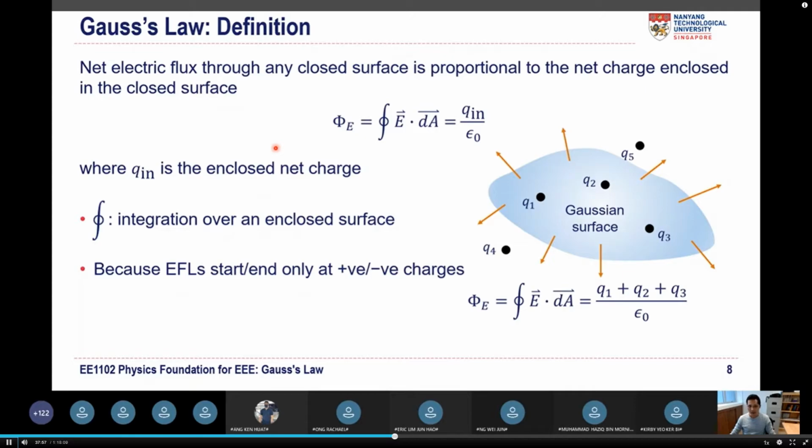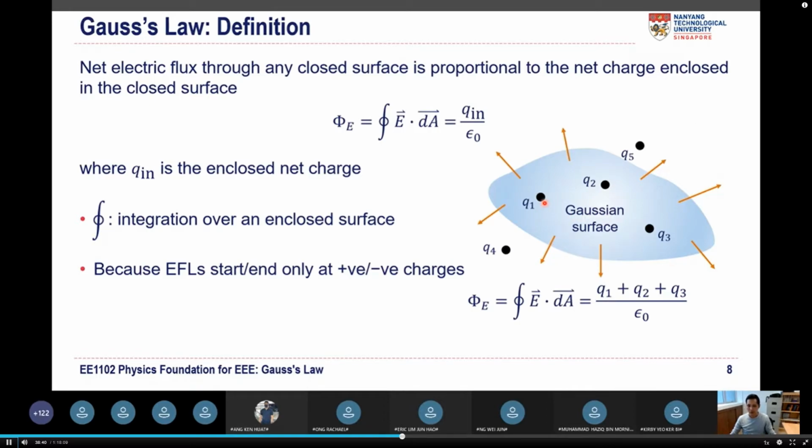Okay. So what Gauss's law says is that the net electric flux through any closed surface is proportional to the net charge enclosed in the closed surface. What that means is, you can imagine this is a three-dimensional surface, and it's a Gaussian surface, meaning it's a totally closed surface. So you can imagine this is a potato, and the potato skin is your Gaussian surface. There are some charges inside your potato somewhere, and there are also some charges outside your potato.